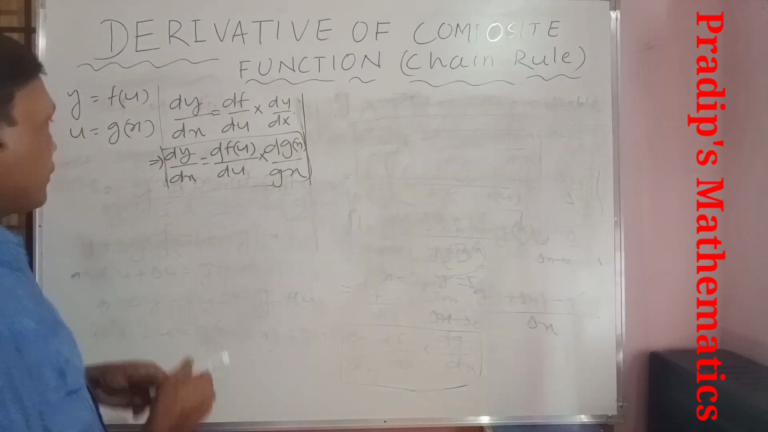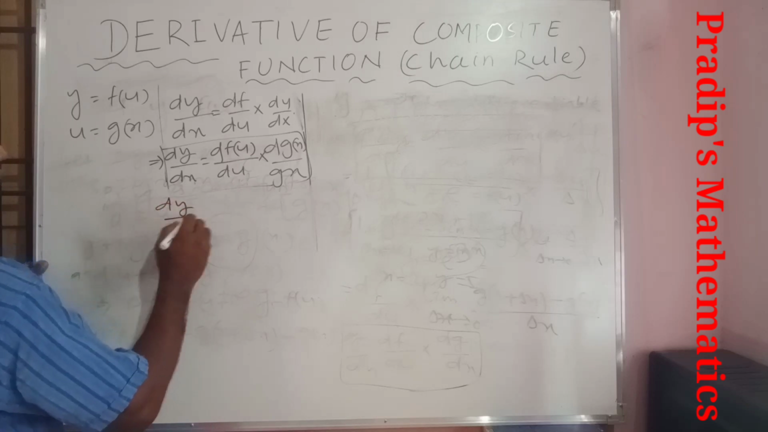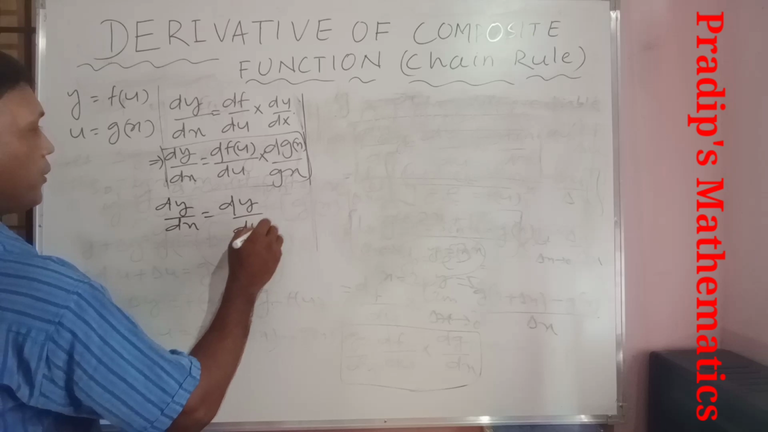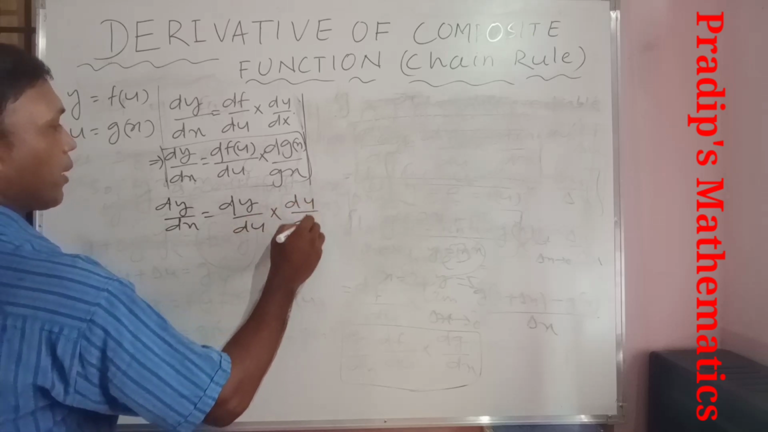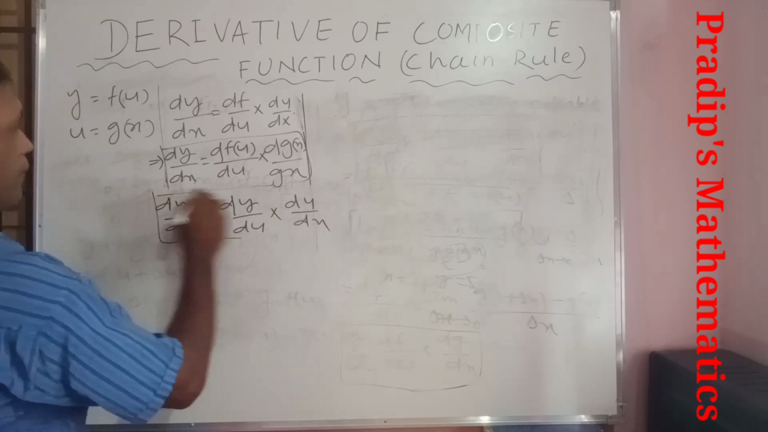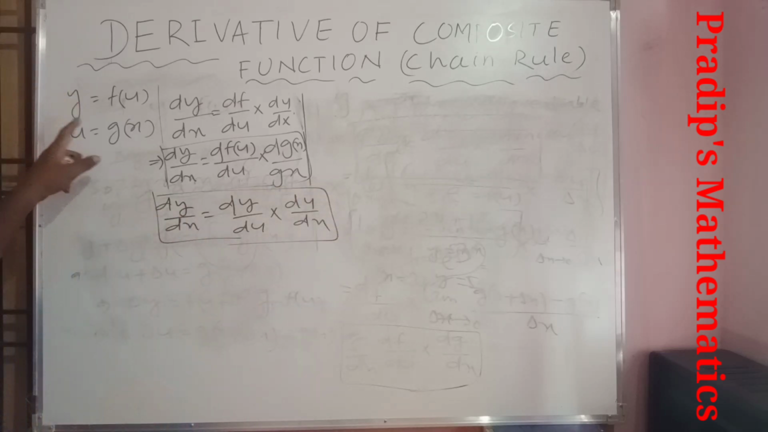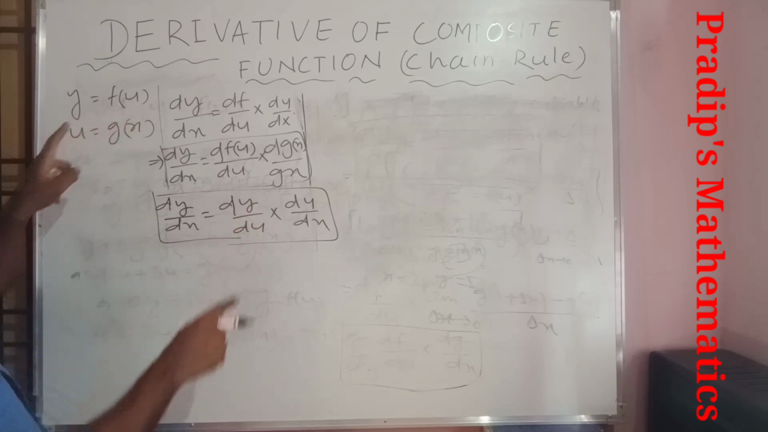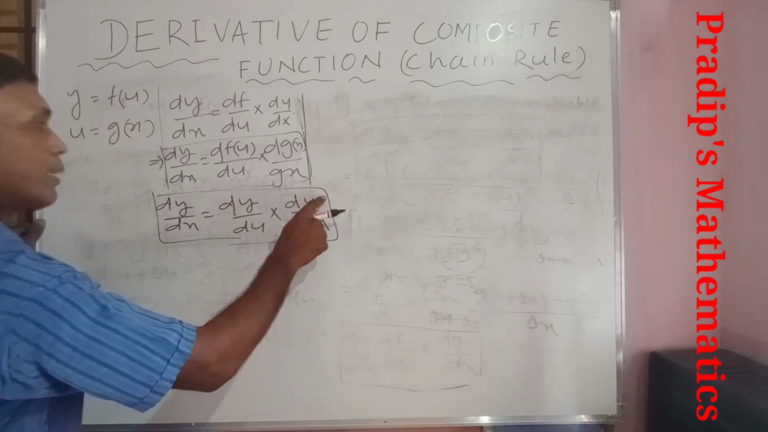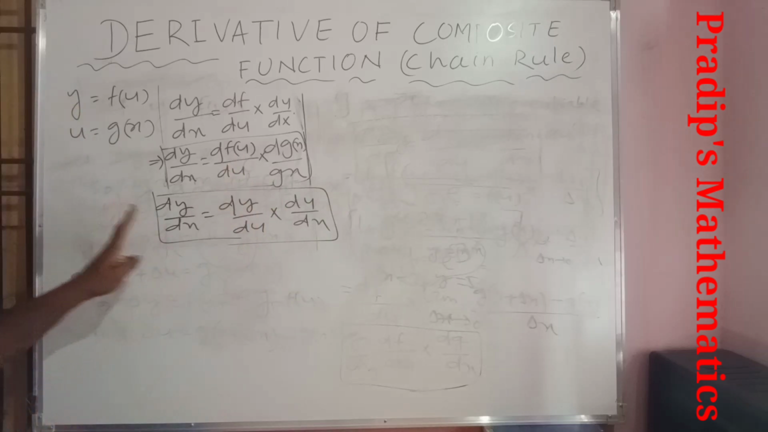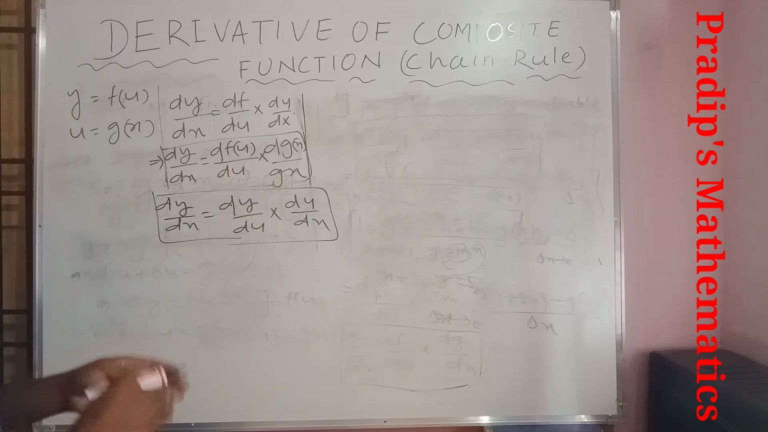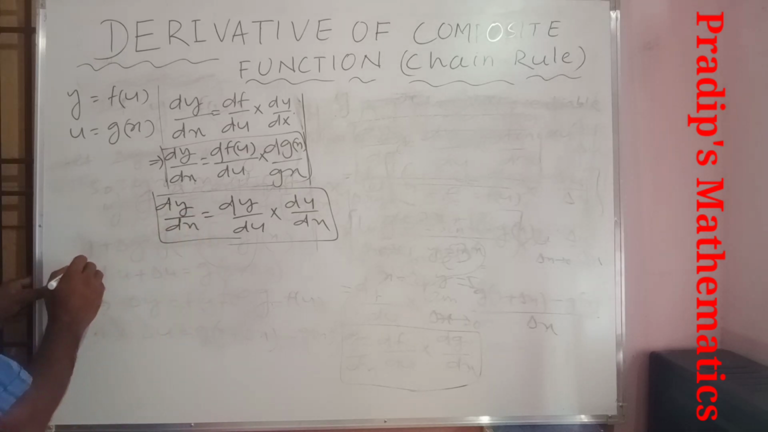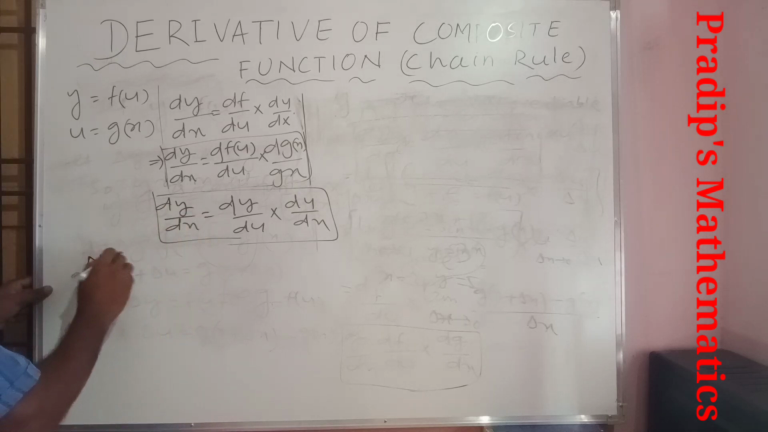So look at here, dy by dx is equal to dy by du into du by dx. Here y is function of u, y is differentiated with respect to u, u is the function of x and u is differentiated with respect to x. This is chain rule. Chain rule also can be extended to another form. We can take it as another form.